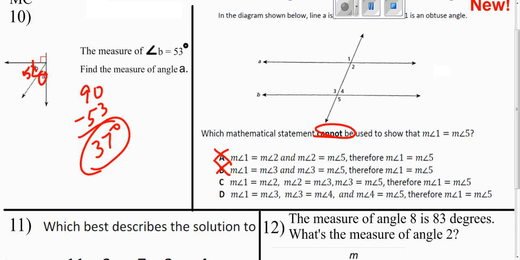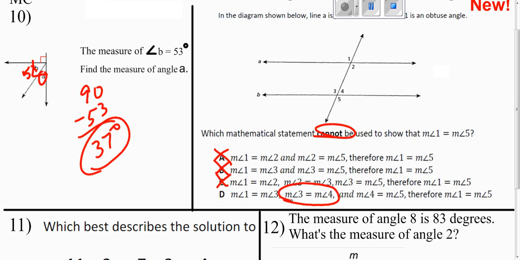Choice C, measure of angle 1 equals measure of angle 2. That's correct. They're vertical. The measure of angle 2 equals measure of angle 3. That's correct. They're alternate interior. The measure of angle 3 equals measure of angle 5. That's correct. They're vertical. On to choice D. The measure of angle 1 equals measure of angle 3. That's correct.